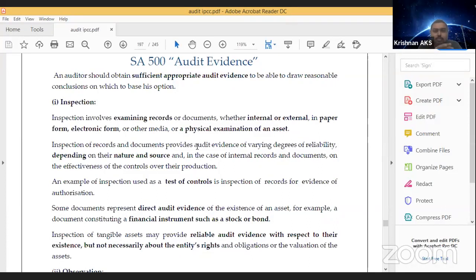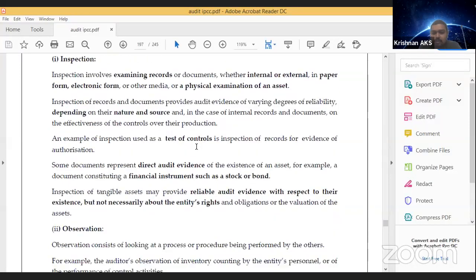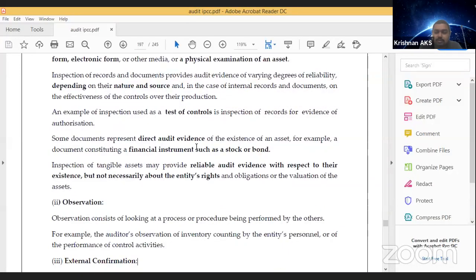So substantive procedure includes inspection. What is inspection? We physically examine the asset. That's called inspection. We check whether the book assets are there physically. Then observation. Observation means we watch the physical verification that management does. It's called observation. Then external confirmation.